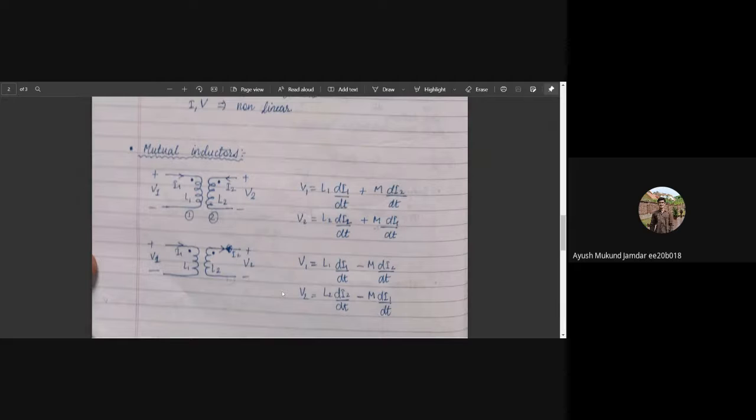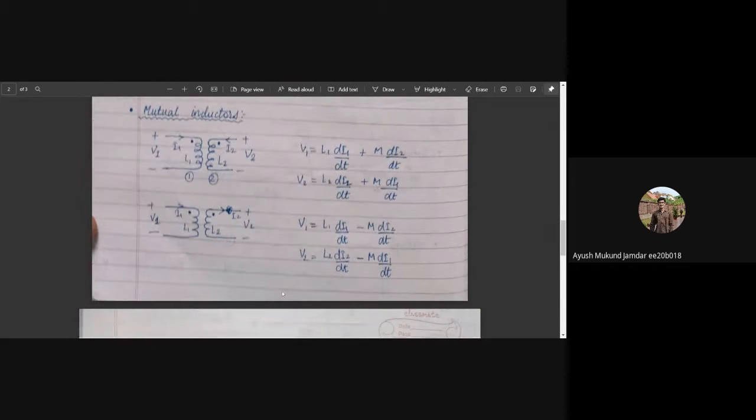So, a mutual inductor is again two inductors placed close to each other such that the flux going through one inductor is not entirely due to its own current, but also because of the nearby inductor. The field lines of the other inductor will be flowing through it and thus affecting its flux.